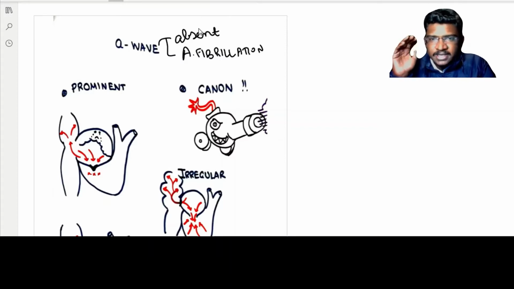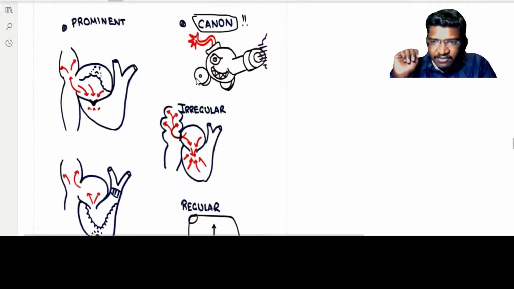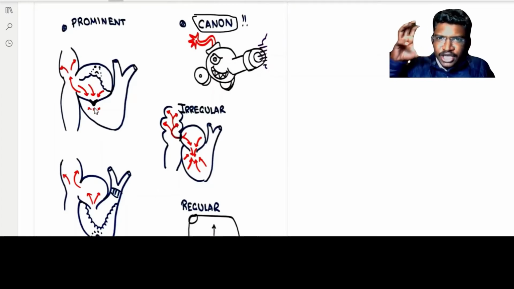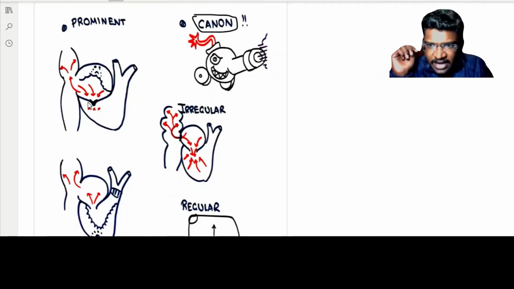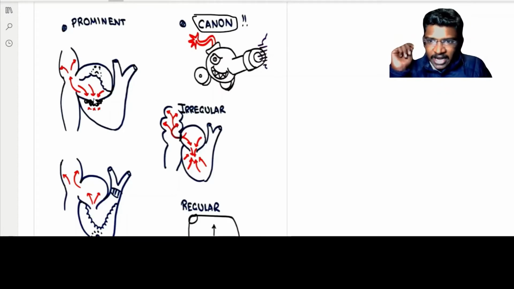Okay, next is conditions where the A wave is prominent and at the same time excessively increased in amplitude, that it is called a cannon A wave. Okay, let's see the causes of it. See, first, the prominent A wave. As we told, as right atrial contractility increases, the A wave's amplitude will also increase. So if there is any obstruction in the pathway of the right atrium contracting, that will increase the back pressure, increased A waves. So what can it be there?